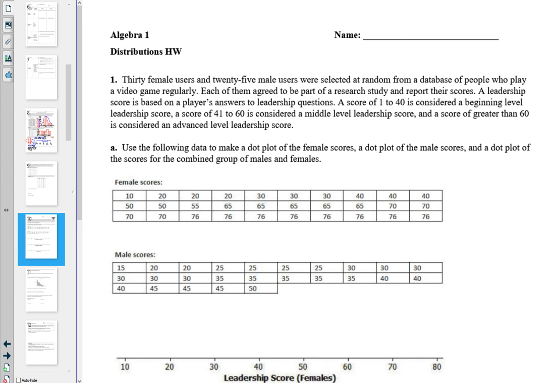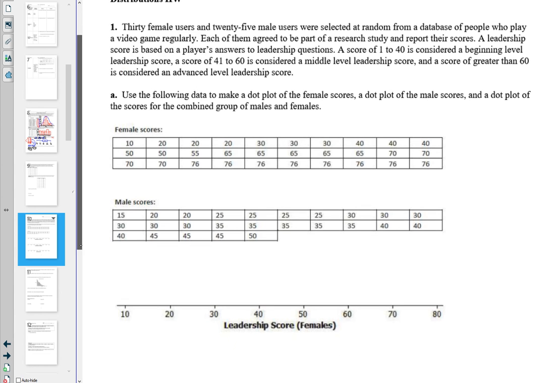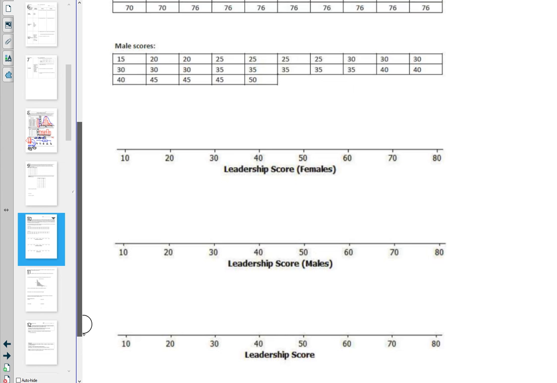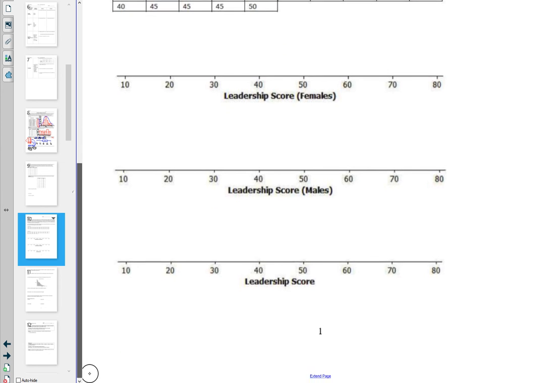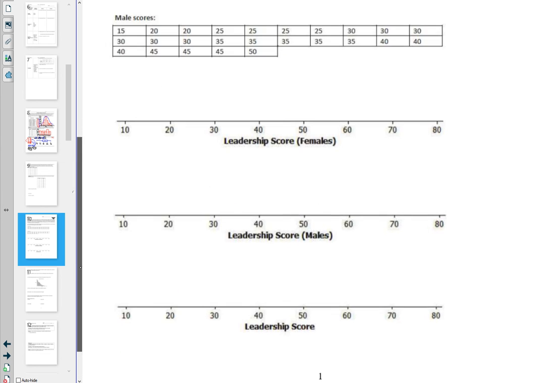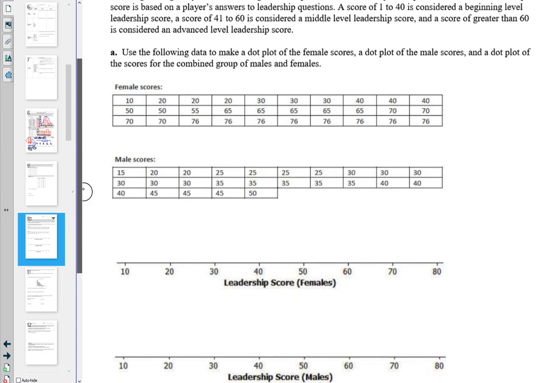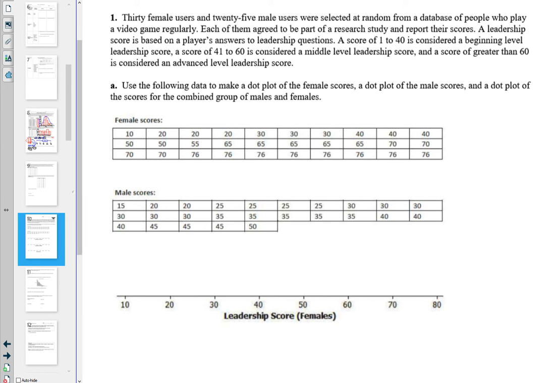All right, perfect. Here's a good one. These are for dot plots. We talked about dot plots already. So males, females. So 30 female users and 25 male users were selected at random from a database of people who play a video game regularly. Each of them agreed to be part of a research study and report their scores.